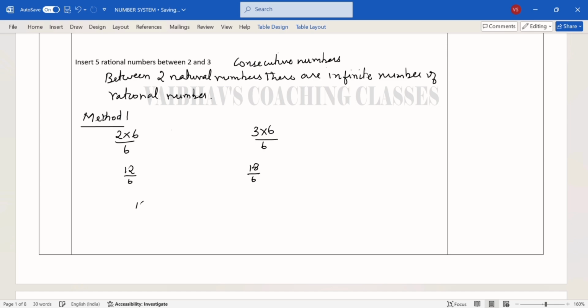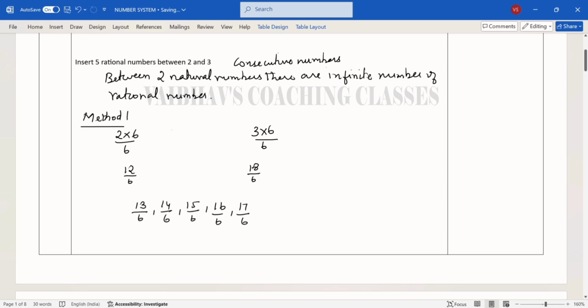So what are the numbers? 13 upon 6, 14 upon 6, 15 upon 6, 16 upon 6, 17 upon 6. So I have inserted 5 rational numbers between 2 and 3. So I hope it is clear to all.